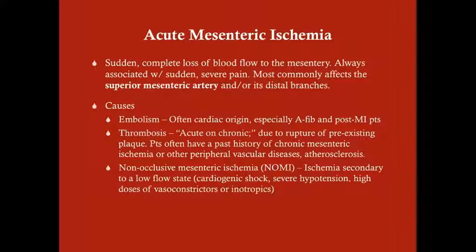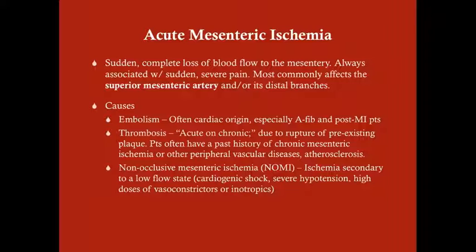So this is acute on chronic, and the reason we call this acute on chronic is because how do you have a plaque there in the first place? Well, usually you have to have the risk factors for atherosclerosis, and if you already have a plaque in your superior mesenteric artery, you probably already have chronic mesenteric ischemia to begin with. Probably, but not always. That's why it's called acute on chronic.